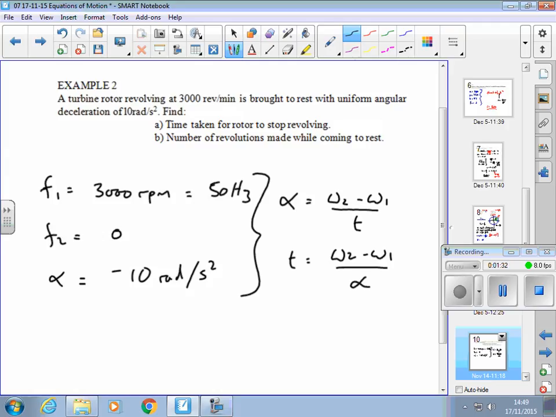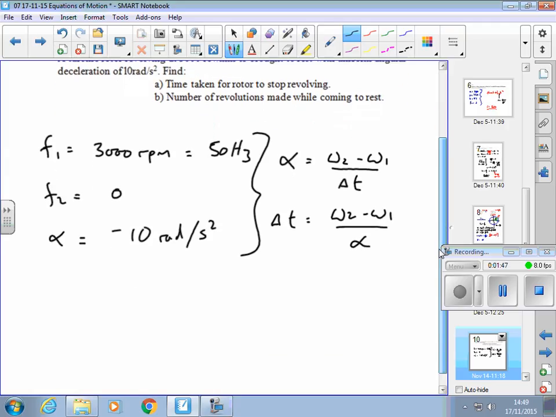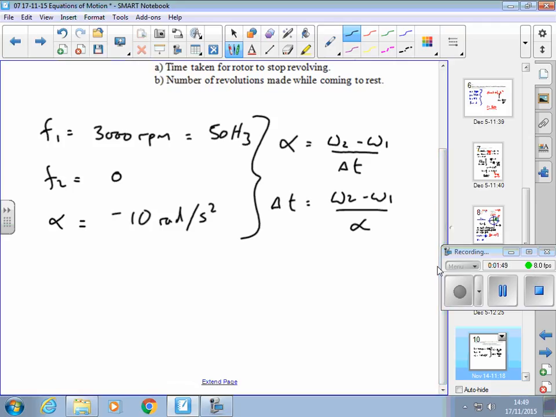Don't forget this could be delta t, okay? In other words, the time for this to happen. The time over which it's accelerating. It's accelerating uniformly, so if we plotted a graph, it will be a straight line. But we don't know omega 2 and omega 1. Well, what we can do is work out what they are. In fact, we can think of them as 2 pi times. We can leave it like that.